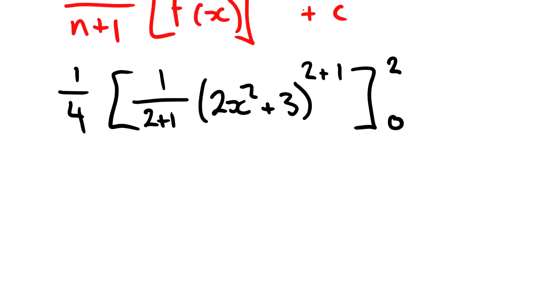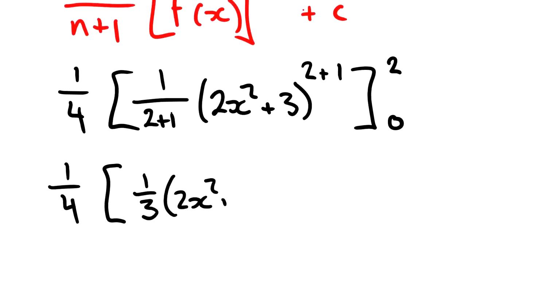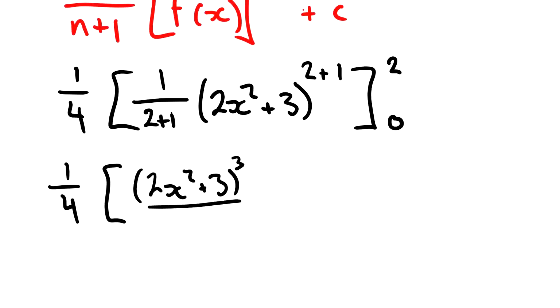Now that we've got that, we can simplify a little bit. So we get 1 over 4, 1 over 3, 2x squared plus 3. Actually, let's make it even simpler. 2x squared plus 3 to the power of 3 over 3.